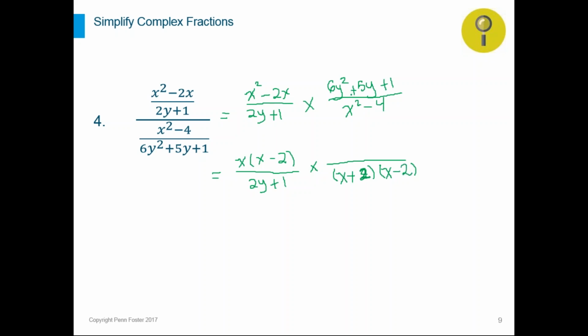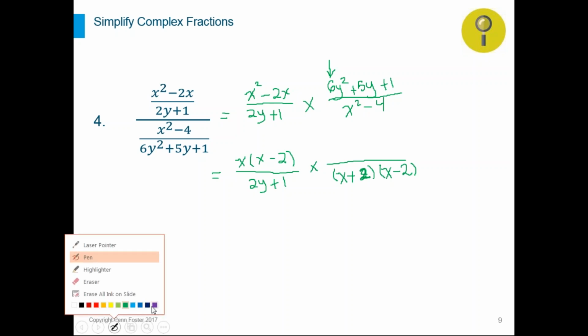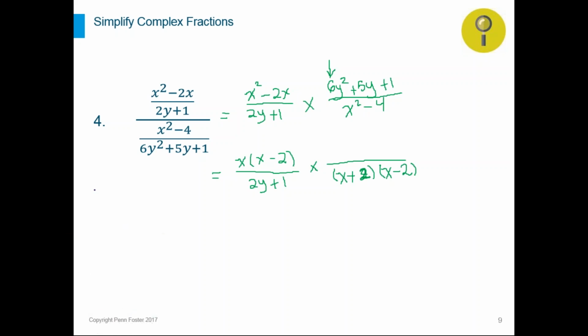Now the top one is a trinomial. This trinomial has a leading coefficient that is not a 1, so it's a little bit longer, or challenging, for us to factor. But if you remember, we went over an easy way that I happened to learn from my high school teacher that taught us how to factor the trinomial with a not equal to 1. So let's review that real quick and do the factoring this way. So we have originally 6y squared plus 5y plus 1.